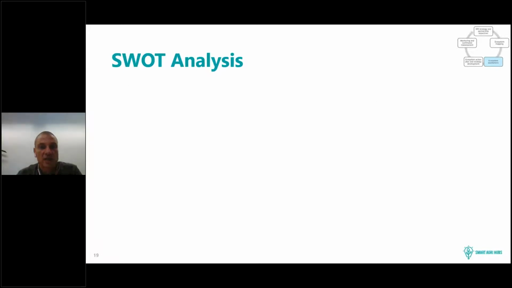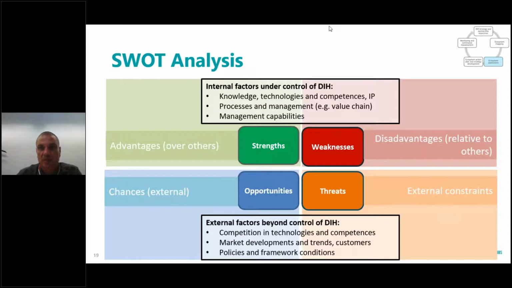So the first one is the SWOT analysis, as you might be familiar with: strengths and weaknesses, opportunities and threats. Looking at internal factors under control of the Digital Innovation Hub: knowledge, technologies, competencies, intellectual property, process and management capabilities. This is exactly the part that the maturity model helps you with. So internal factors under control of the Digital Innovation Hub link to strengths and weaknesses.